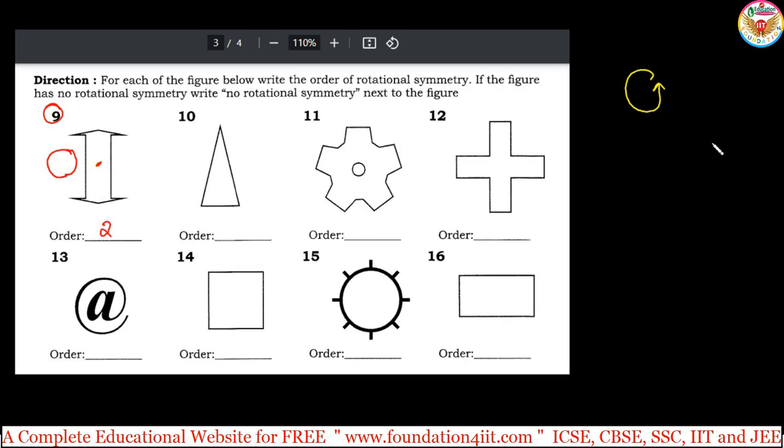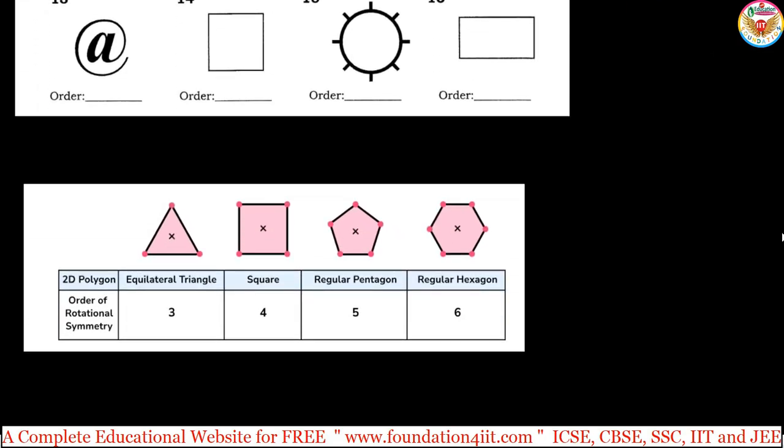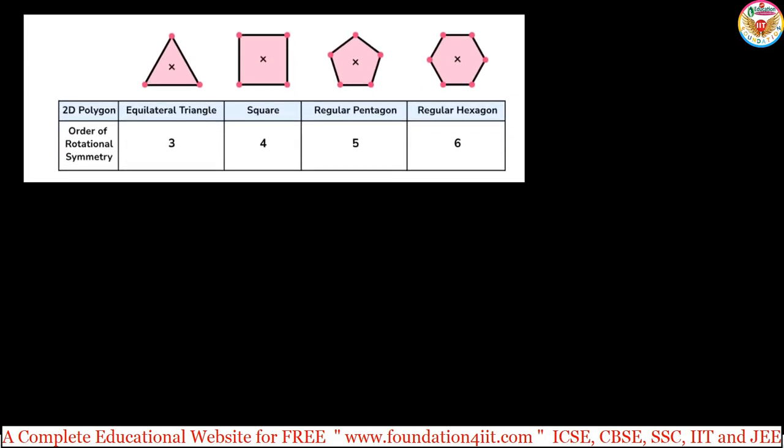Okay, some questions are given. You need to find out the order of the shape. See this example, then you can practice on the worksheet. This equilateral triangle: for a full circle, when you rotate a complete 360 degrees, three times it will show the same shape. That's why the order of the equilateral triangle, the order of the rotational symmetry, is 3.